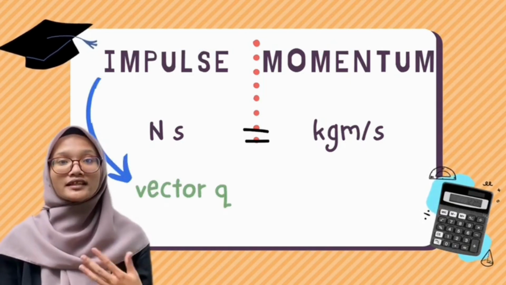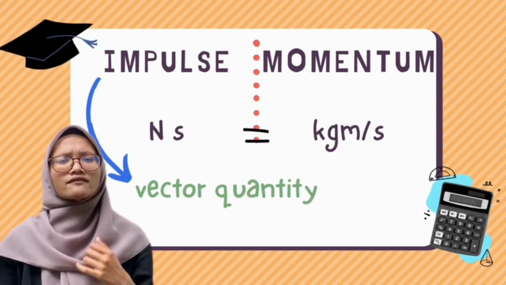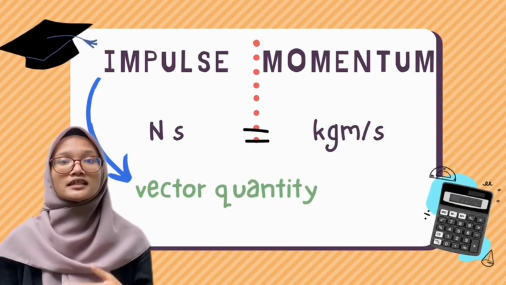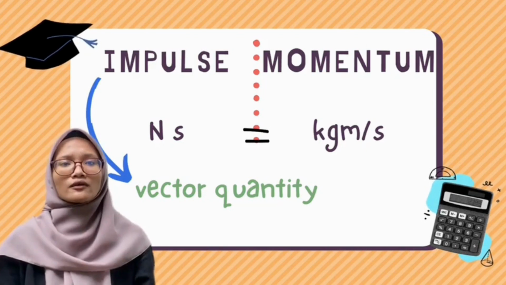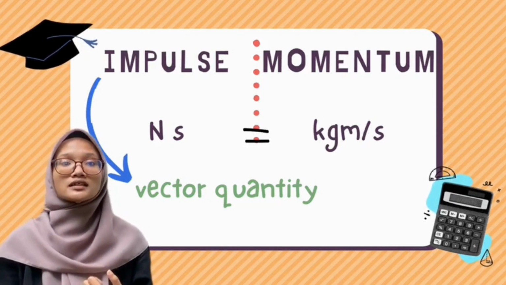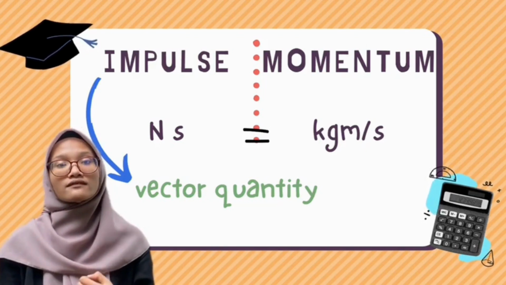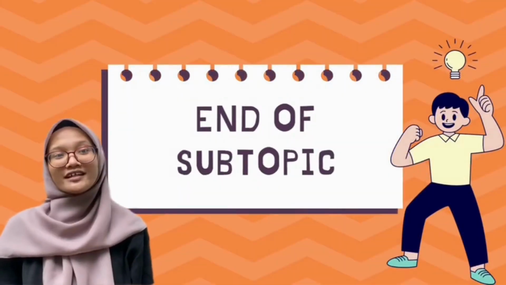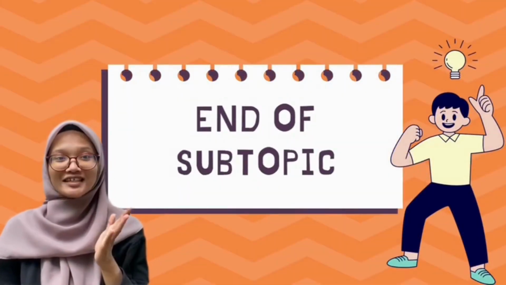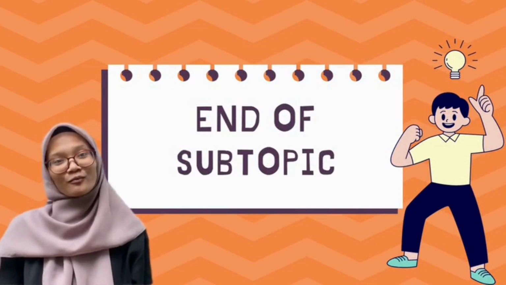Impulse is a vector quantity. So, a negative impulse means the net force is in the negative direction. Likewise, a positive impulse means the net force is in the positive direction. That's all for the definition and formula of impulse. Let's move to the next subtopic.